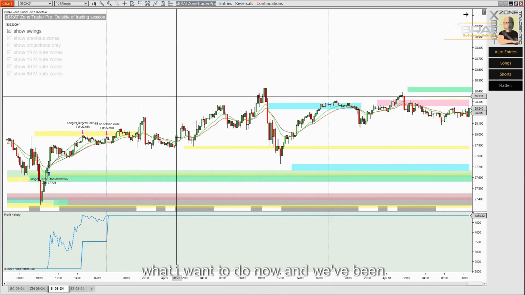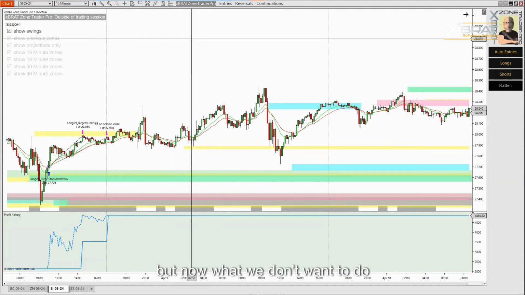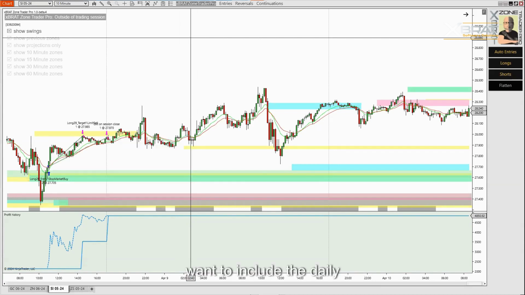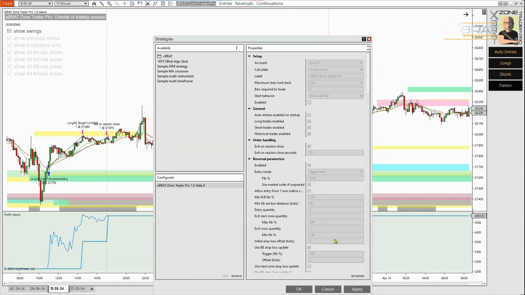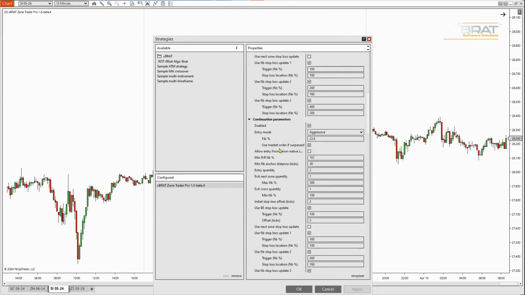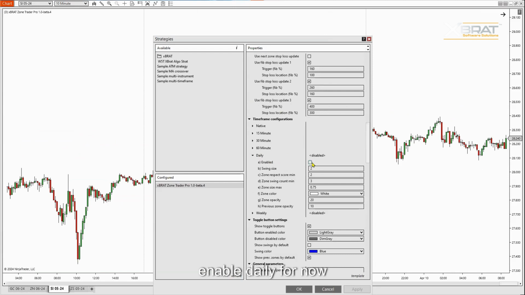What I want to do now, and we've been testing execution for this last sort of few weeks, and to be honest, I've let mine run in and I've had no real issues with execution. So I'm very, very happy with that. But now I want to change the time frame. But before I do that, I want to include the daily on here. So at the moment, we've got daily disabled. So I'm going to enable daily for now.